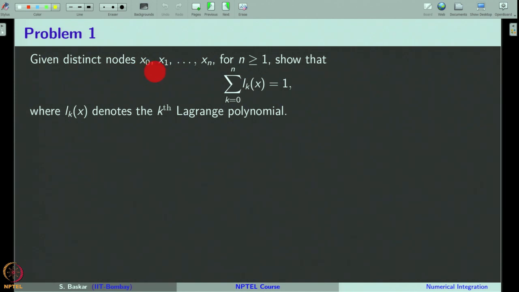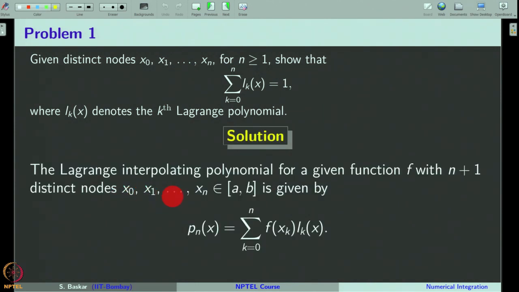We are given n plus 1 distinct nodes, and we have the Lagrange polynomials corresponding to each node. We can show that the sum of all these Lagrange polynomials at any point x in R will take the value 1. So, that is the problem. This is an interesting and also very important problem. Let us see how to show this.